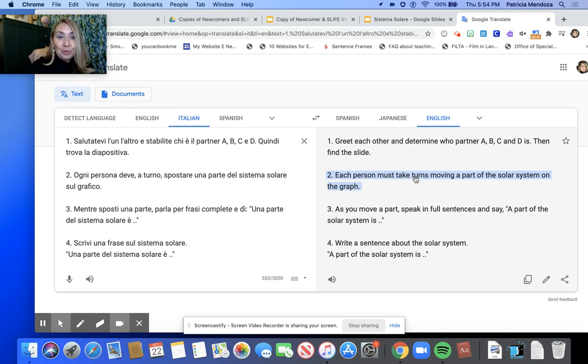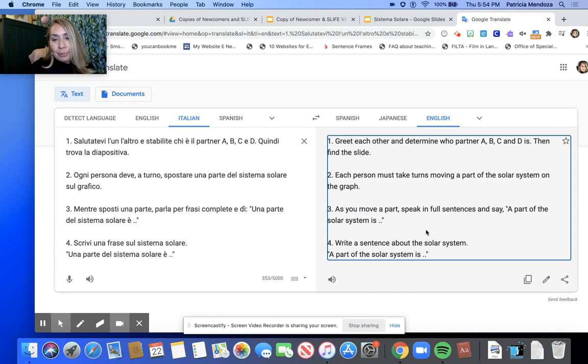And as we move the parts, we're supposed to practice: a part of the solar system is una parte del sistema solare. And after that, we're going to write a sentence about the solar system. And since I've practiced speaking with my partner, I can now be successful in writing it. Una parte del sistema solare è Sole.